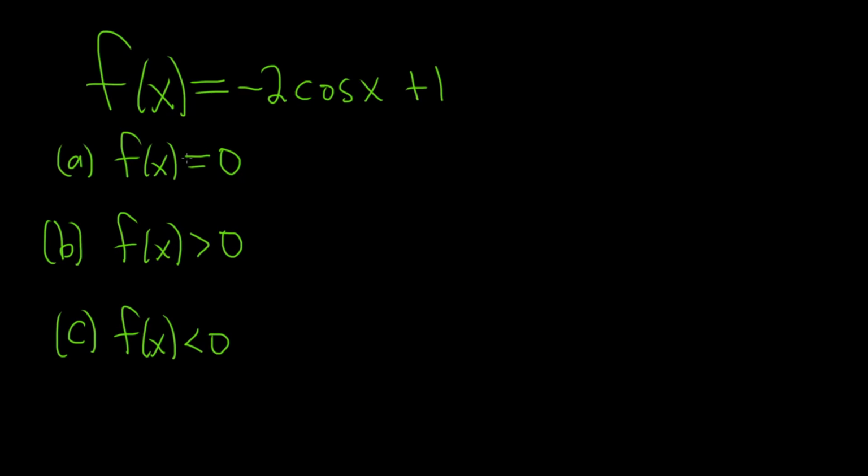In this problem, we have a function, negative 2 times the cosine of x plus 1, and we're being asked to solve this equation and these inequalities. We're also told that our interval is 0 to 2 pi. Let's go ahead and work each of these out.